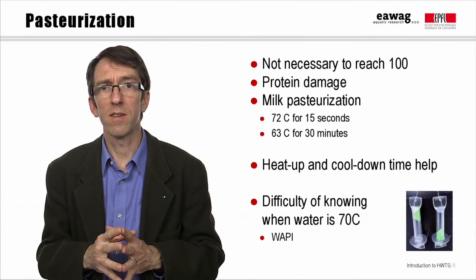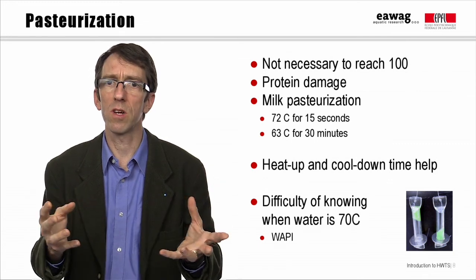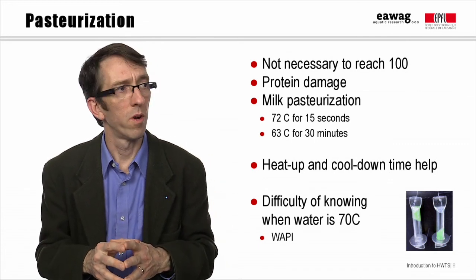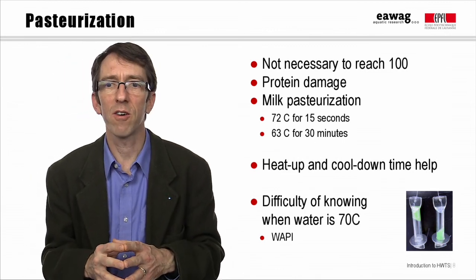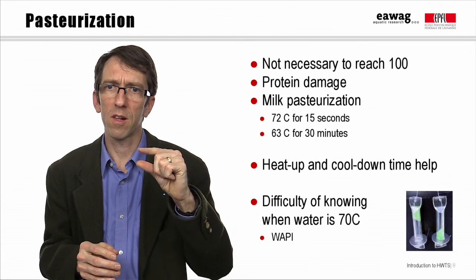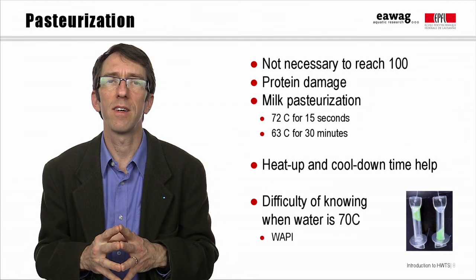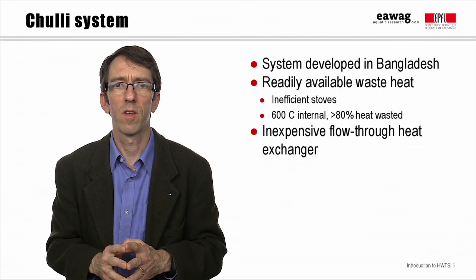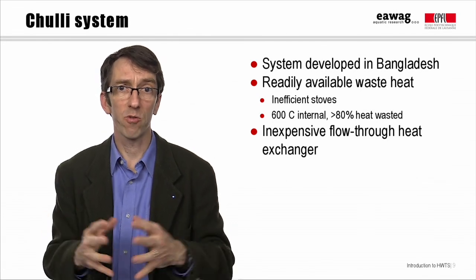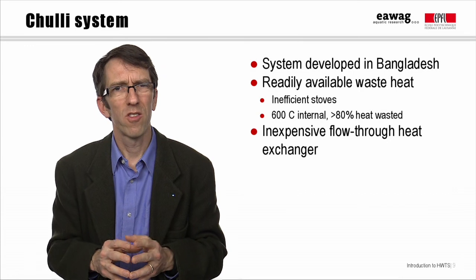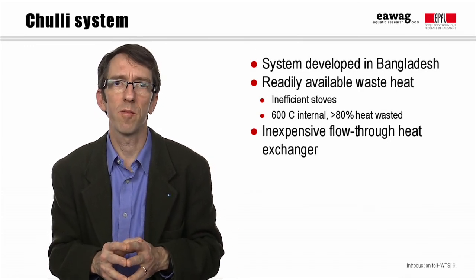The problem, of course, is that it's difficult to know when you've reached an effective treatment temperature like 70 degrees for pasteurization. One tool that can help is called a WAPI, or a water pasteurization indicator. It's a small tube that has a little glob of wax which melts at 70 or some specified temperature. Perhaps because of the difficulties in determining when an appropriate pasteurization temperature has been reached, there's been relatively little experience with pasteurization as a household water treatment system.